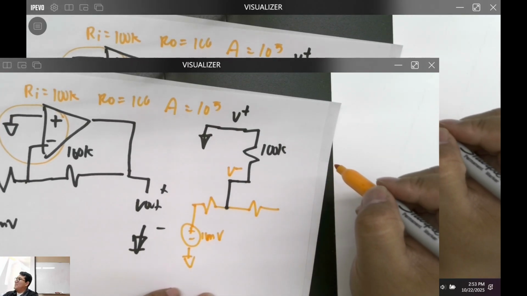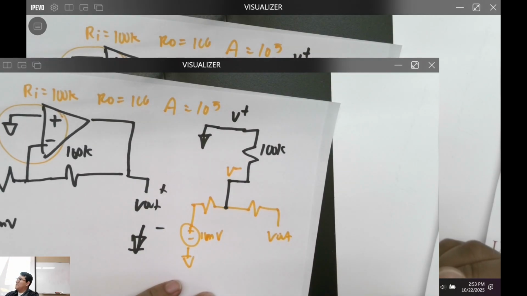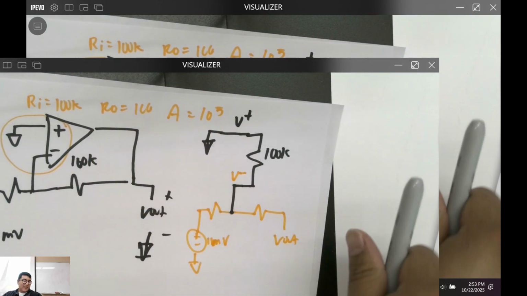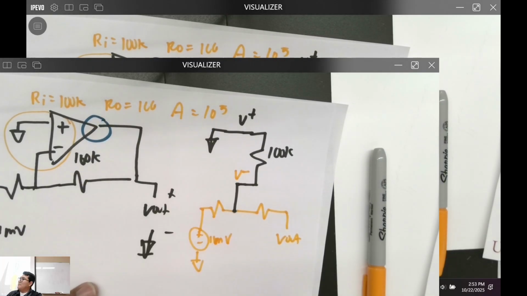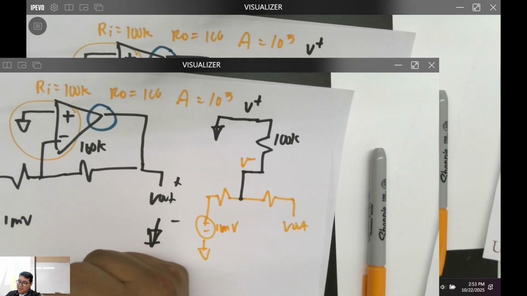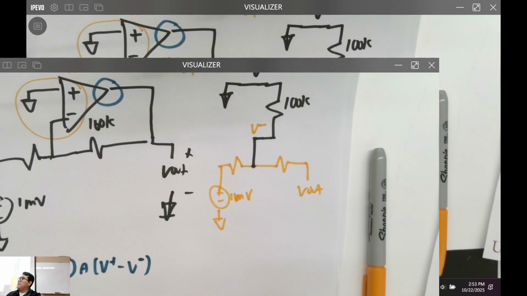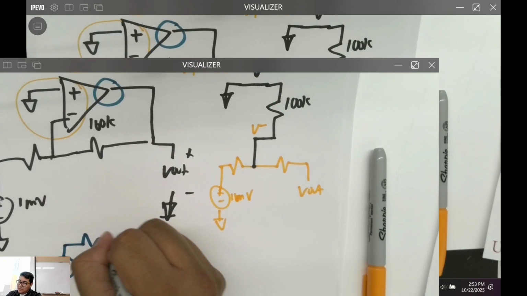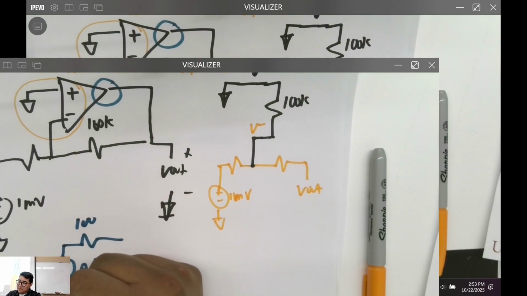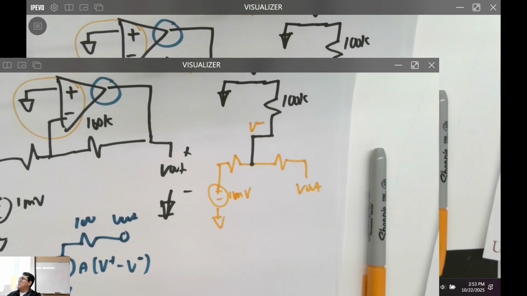What about the output? So this right here is V out, correct? But there's another part we need to model. Let's just color that blue. I'm going to color this circuit group blue, where we're going to have plus minus our gain, V plus minus V minus, right? Is that good with everybody? The voltage. And then we have 100 ohms. Okay, and then here's our port, V out. Is that good with everybody?